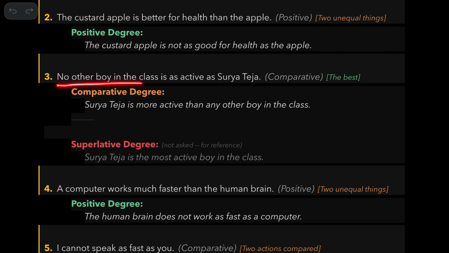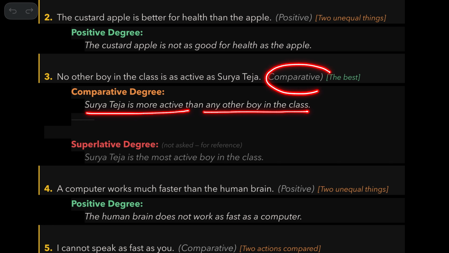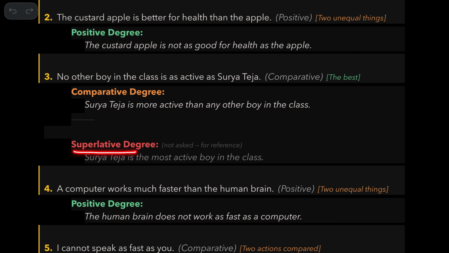No other boy in the class is as active as Surya Teja. So you are asked to use comparative form. So it belongs to the first pattern, the best pattern. Now comparative degree: Surya Teja is more active than any other boy in the class. Since it's very clear, you can simply learn this. You are not likely to be asked to write a sentence using superlative degree, but just for reference, you need to learn this. Surya Teja is the most active boy in the class.